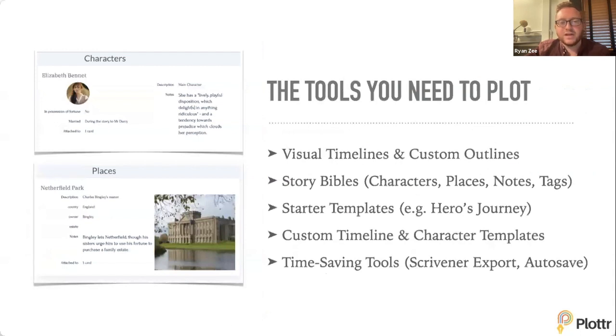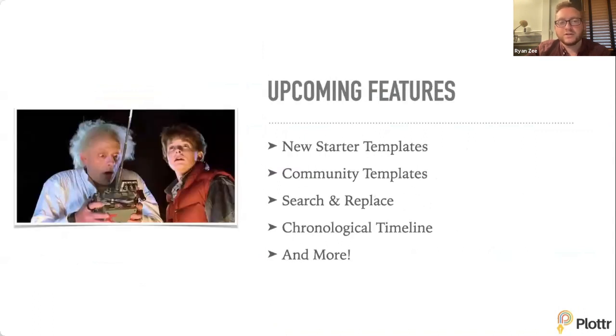So Plottr, as Cameron went over, really includes all of the tools that you need to plot out a book: visual timelines and outlines, the story Bible functionality, the templates, and we can go into more detail into how those work in the Q&A, custom timeline and character templates, and we can share more of that as well. And a number of time-saving tools like Scrivener export, autosave, etc. We are also constantly updating Plottr. We generally have at least one or two updates a month with some sort of new feature.